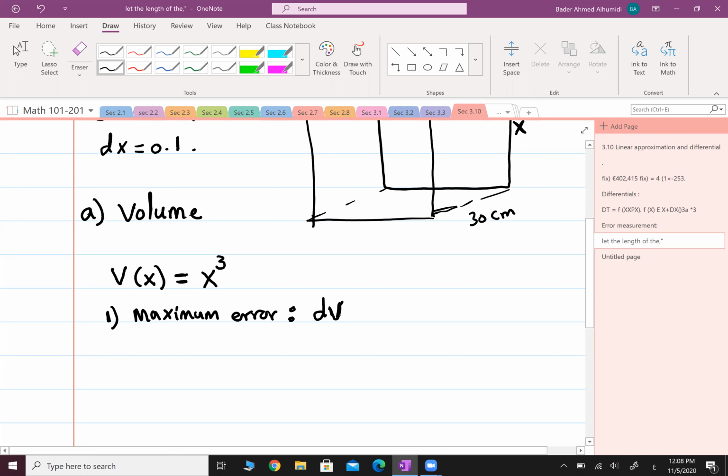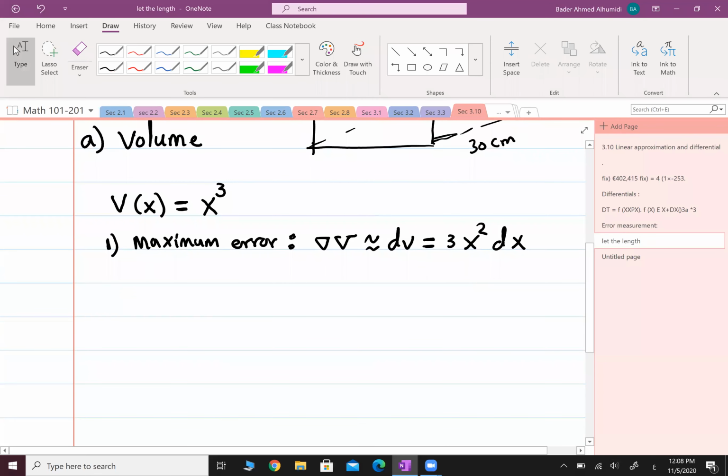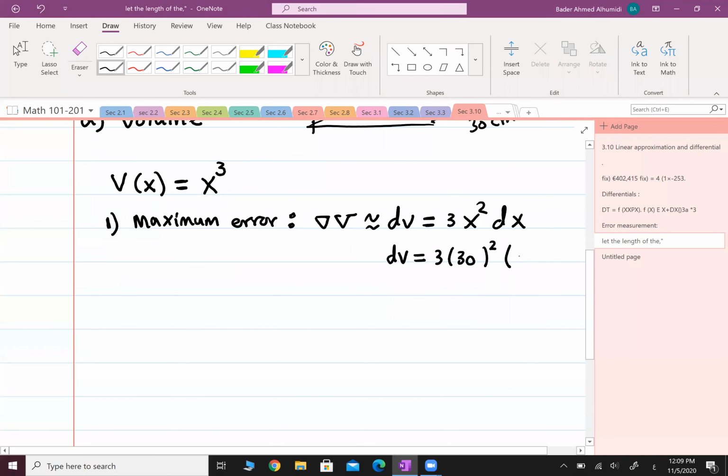The maximum error approximately, let me call it delta V first. This is delta V, which is approximately equal to dV. Now, what is dV? dV is 3x squared multiplied by dx. Now, what will be our maximum error in this exercise? dV will be equal to 3 times, now what is x? X is 30. So it is 30 squared multiplied by dx. He gave us dx to be 0.1.